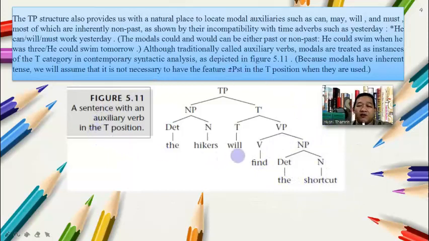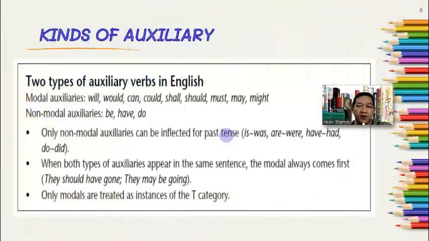Okay, with the auxiliary verb, the tense doesn't have a function in past situation, but this is non-past situation. Okay, I hope that you can understand my simple explanation. Well, next we continue to the kinds of auxiliary.